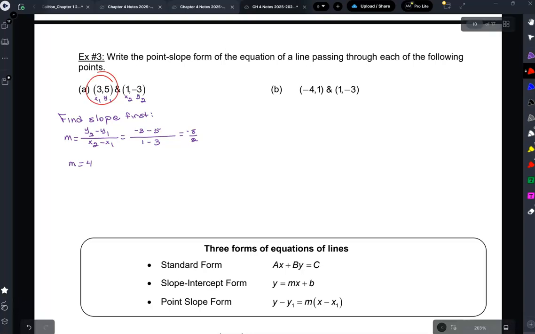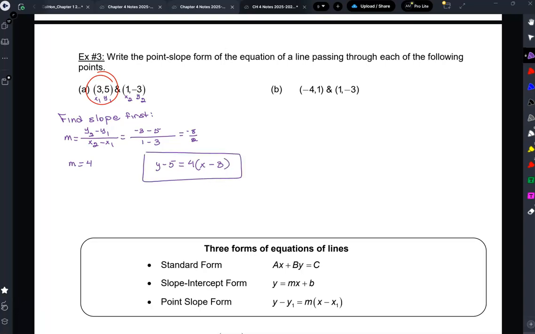It's like black magic. Very few places in math give you a choice, and this is one place where you have a choice. Can you just take what's easier? Yeah, absolutely. That's what I do. So let's do this one. It's going to be y minus y1, 5, equals m, forgot the m, 4, x minus 3. So that's what we get.